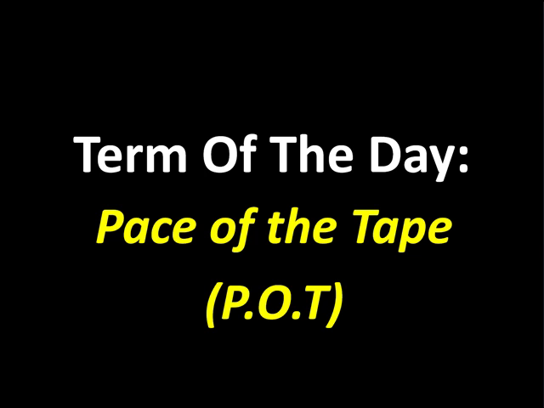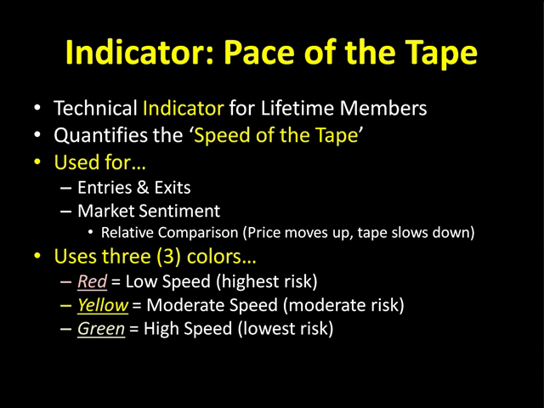Now, the term of the day today is the pace of the tape, or what we call the POT. Now, what is this? This is a technical indicator. It's a proprietary indicator available to all of our lifetime advanced members of the School of Trade. What it does is it quantifies the speed of the tape. So it actually is considered to be a speedometer for the time and sales window. We use this very handy tool for our entries and our exits. It quantifies how fast the tape is moving. We use it to identify market sentiment, and it gives us three very basic colors, red, yellow, and green, and it's extremely easy to use.